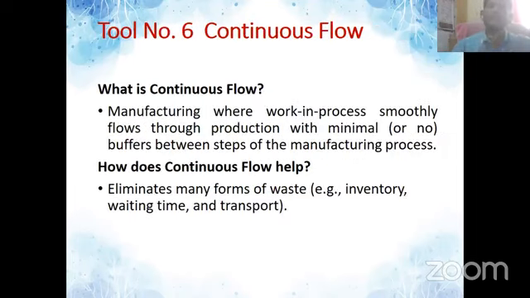Tool number 6 is the continuous flow. So what is continuous flow? It is manufacturing where the working process goes smoothly to production with minimal buffers between steps of the manufacturing process. The process should be continuous. Okay. So there should be fewer stoppages, fewer breakdowns, etc. So how does it help? It eliminates many forms of waste like inventory, waiting time, and transport.